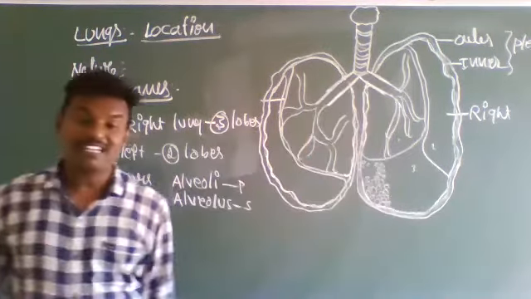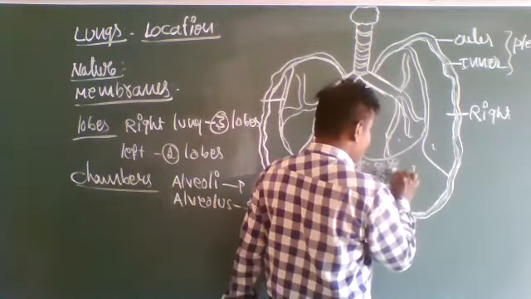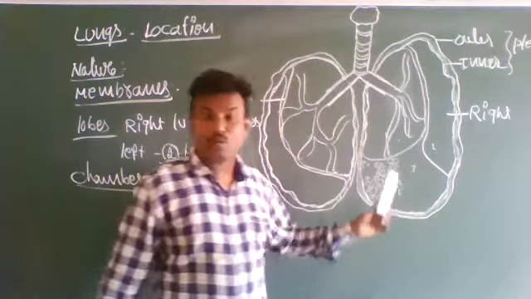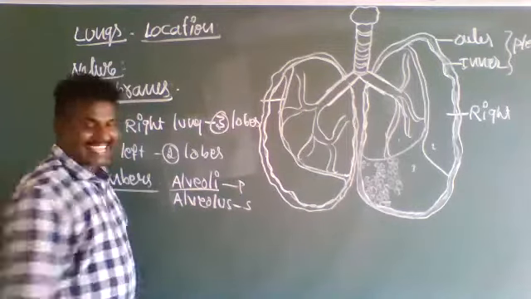Like this, several thousands of small chambers are present. Those chambers are called alveoli.